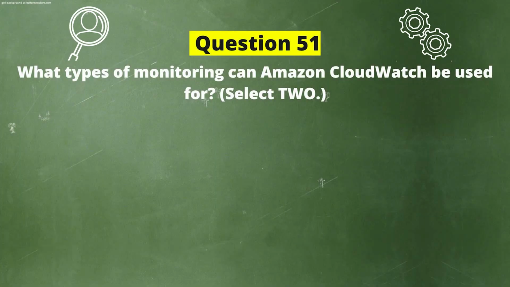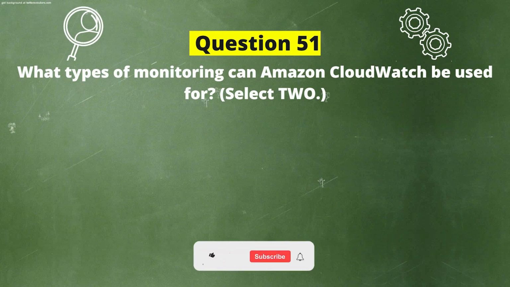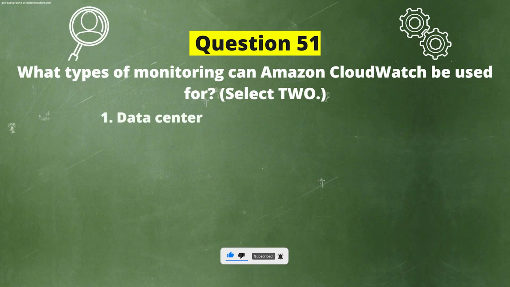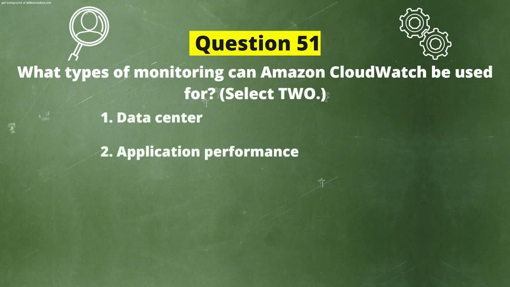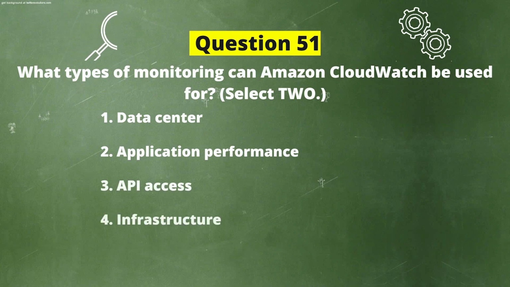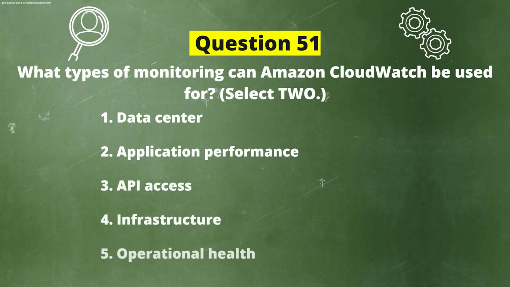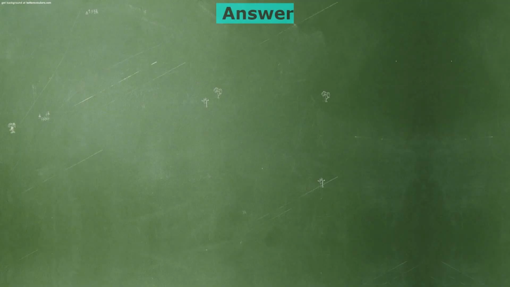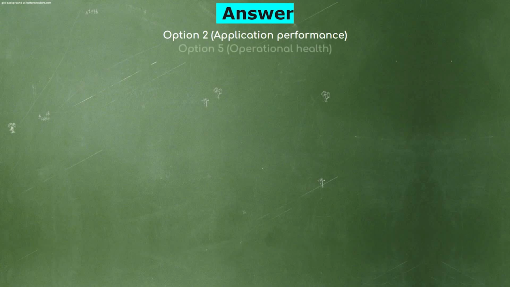Question 51. What types of monitoring can Amazon CloudWatch be used for? Select two options. Now the options are: Option 1, Data Center. Option 2, Application Performance. Option 3, API Access. Option 4, Infrastructure. Option 5, Operational Health. And the correct answer is Option 2, Application Performance, and Option 5, Operational Health.